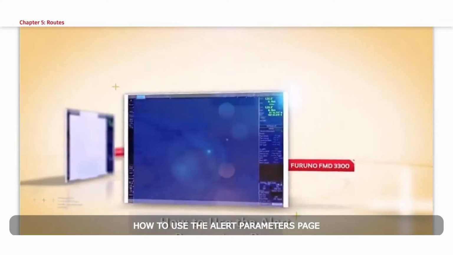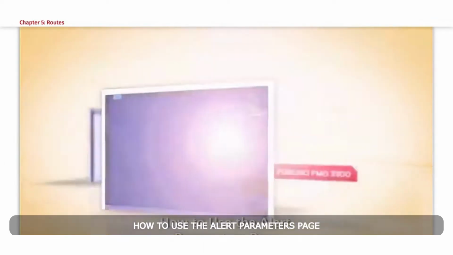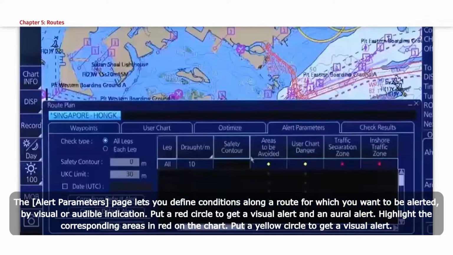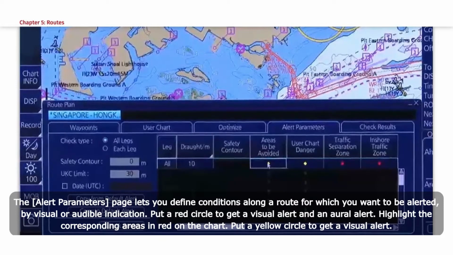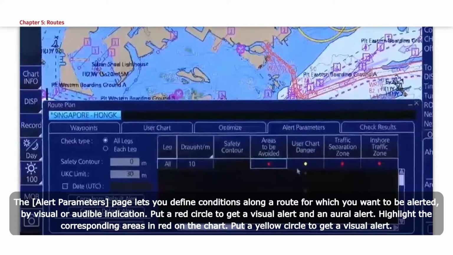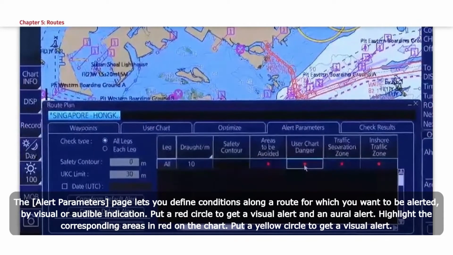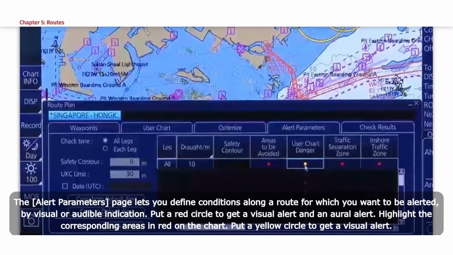How to use the Alert Parameters page. The Alert Parameters page lets you define conditions along a route for which you want to be alerted by visual or audible indication. Put a red circle to get a visual alert and an oral alert. Highlight the corresponding areas in red on the chart. Put a yellow circle to get a visual alert.